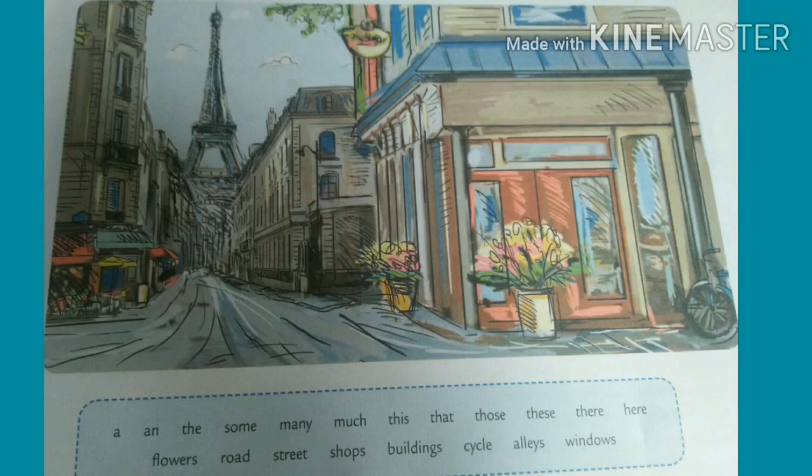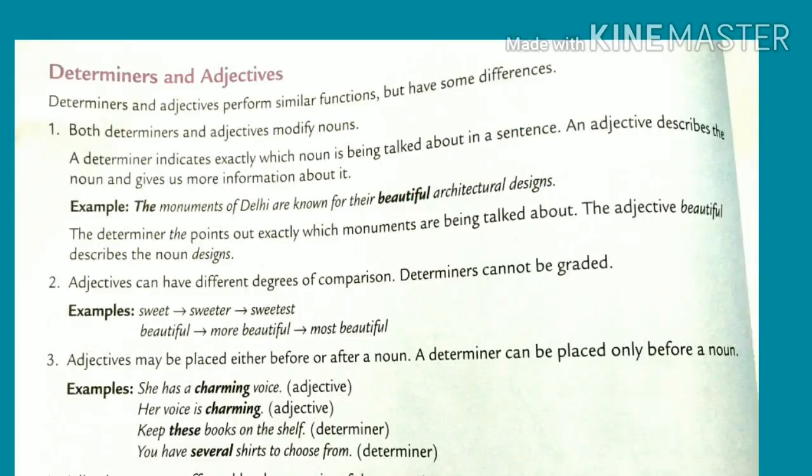For example, this is a street. A street, they specify particularly this street. Next, those floors, those buildings, those windows. Like this, they particularly specify a noun. This is a determiner. Now we can see the difference between determiners and adjectives. Determiners and adjectives perform similar functions but have some differences.